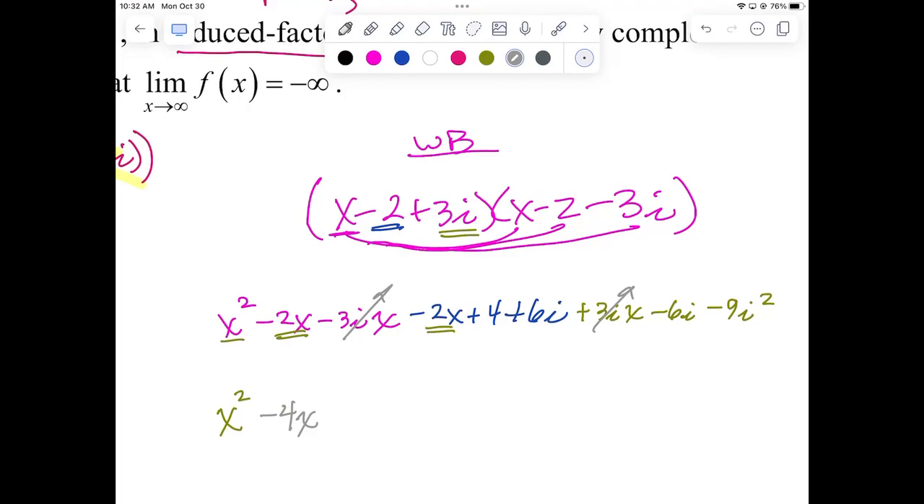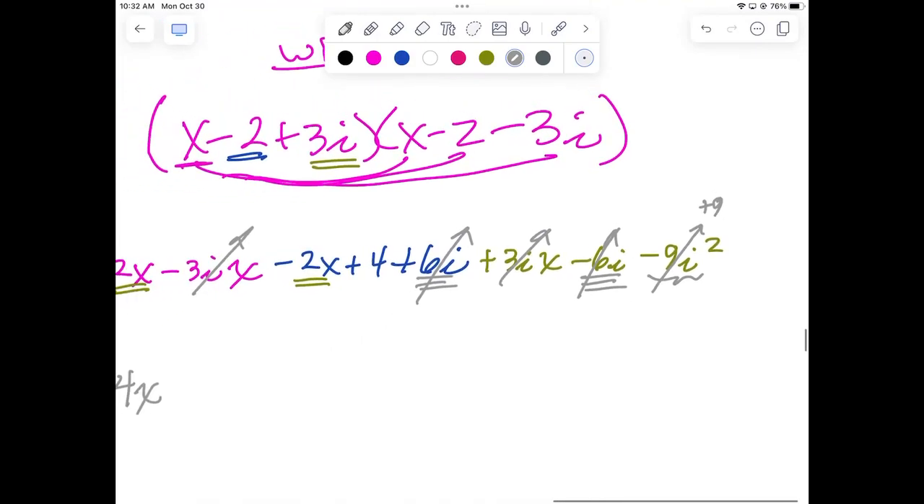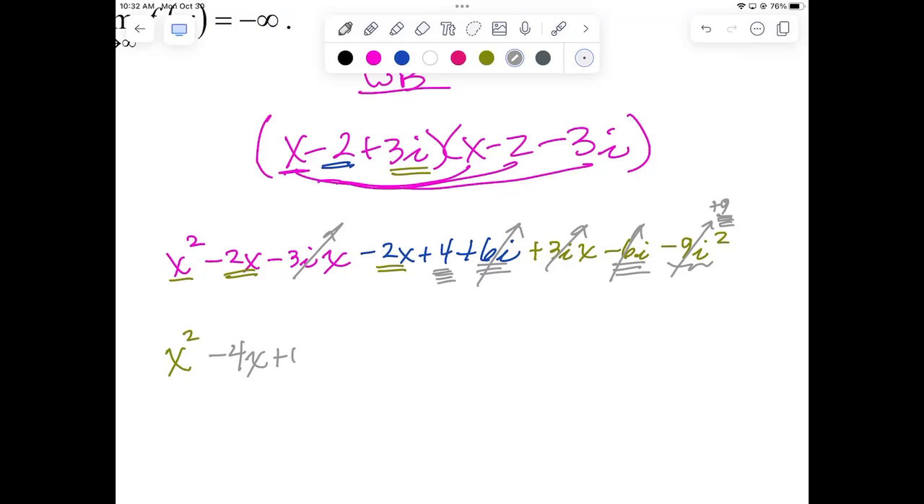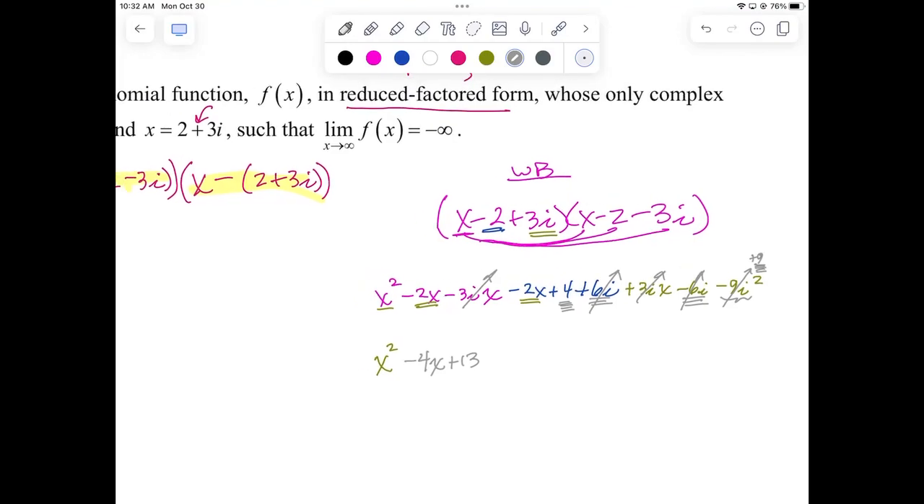All right, let's look at the numbers. Well, the 6i, I have a 6i and a minus 6i. Those are i terms, and guess what happens? They cancel. And now I have this minus 9i squared. What's another name for negative 9i squared? 9. Positive 9, because i squared is negative 1. So now I have this 4 and this positive 9. What's 9 plus 4? 13. And there is the expansion of those two complex factors.